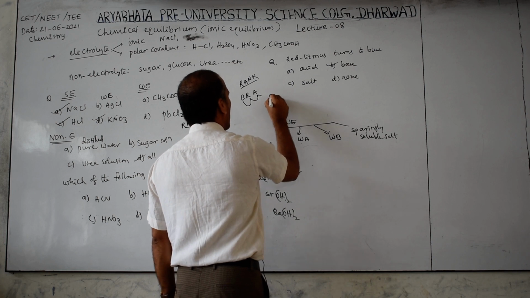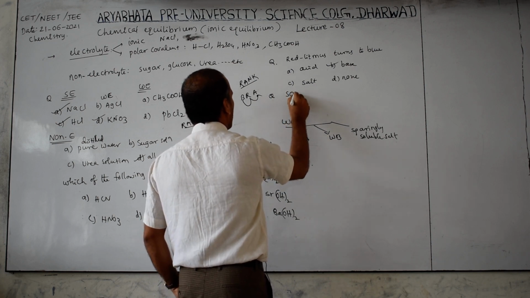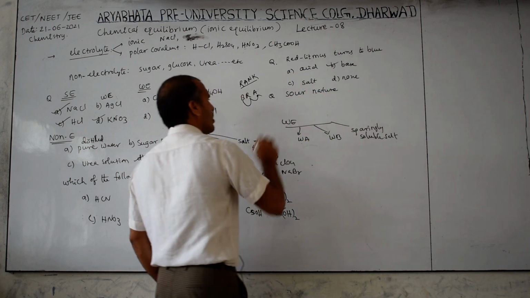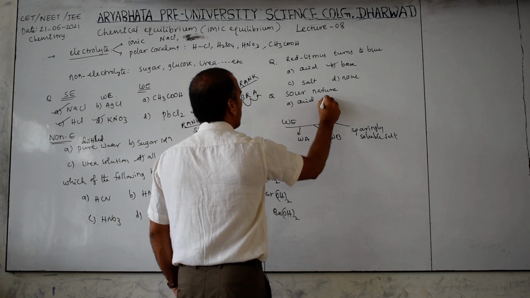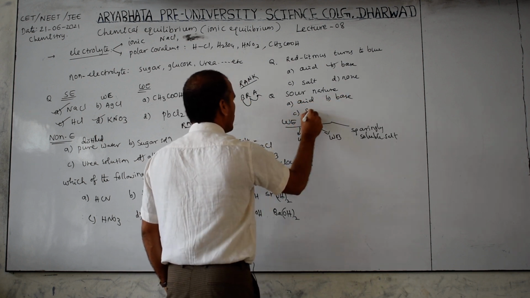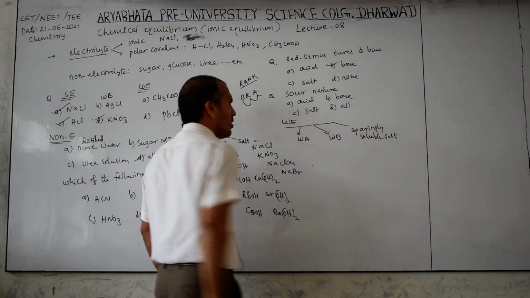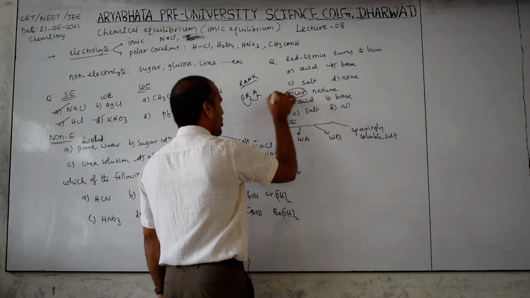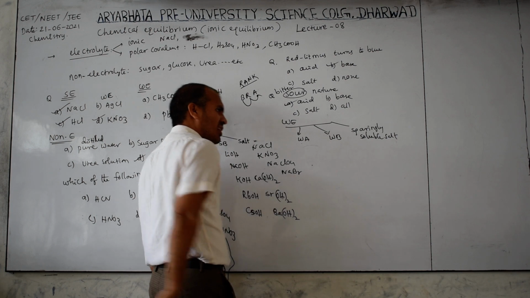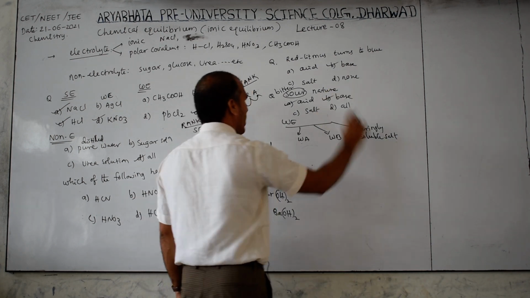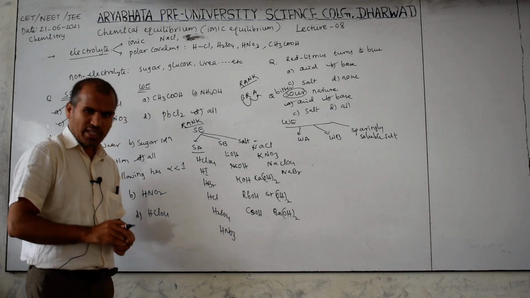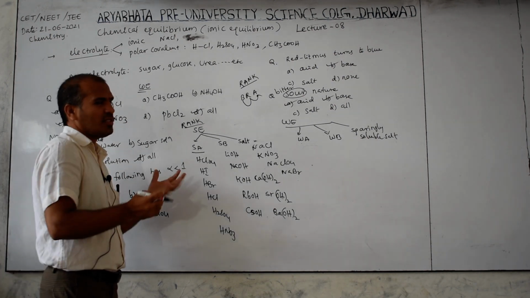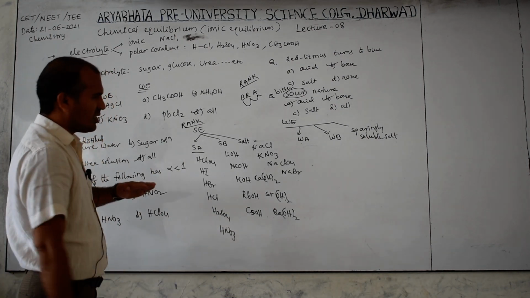Next, another question. Sour taste, sour nature, having which one? A acid, B base, C salt, D all. Which one has the sour taste or nature? That is acid. Similarly, if it has a bitter taste and slippery nature, then that is base. These are basic level questions for CET level, but competitive NEET and JEE Mains level will not ask such simple questions. Therefore this is just basic level.